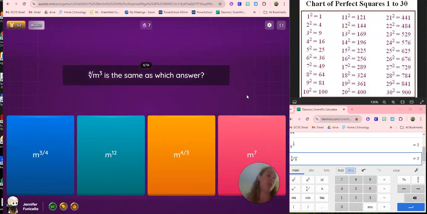All right, question 8. The fourth root of m cubed is the same as which answer? We have this 4 that's on the outside, so it's telling us it's the fourth root. It's a little 4, it's the index of m cubed. So m base, and we want to write it as a fractional exponent. Power goes on top, right, which is 3. That's the number inside. And our root is next to that root symbol, which is a 4. So this is an m to the 3/4. Beautiful.